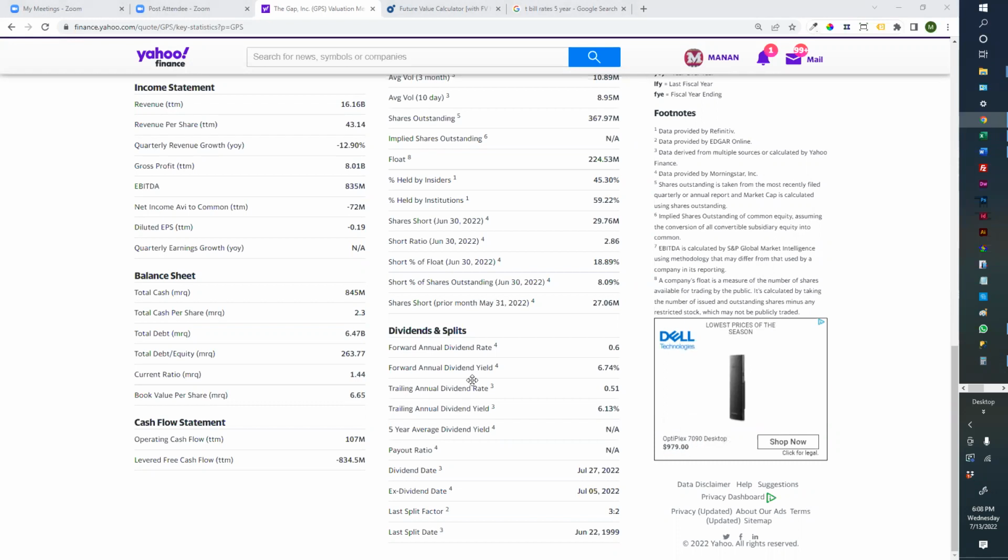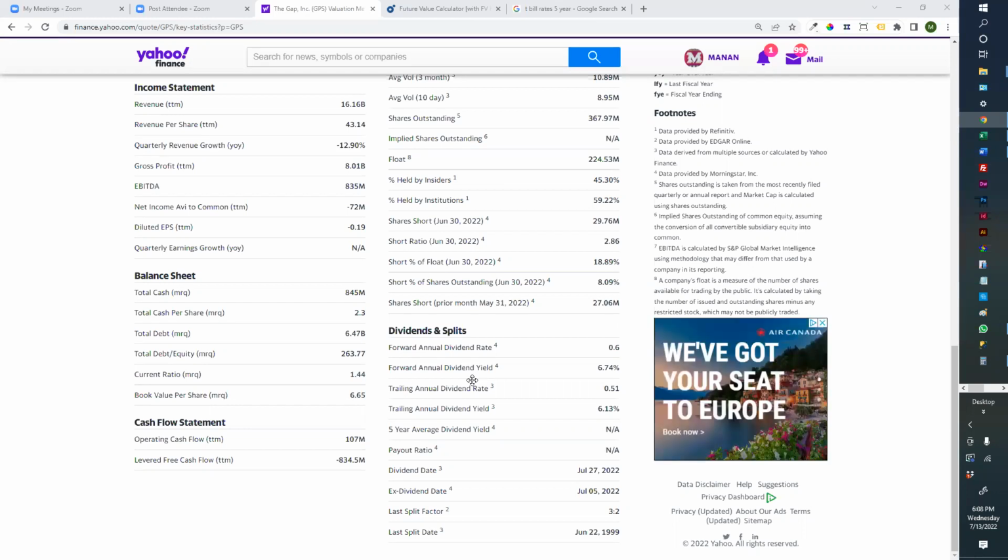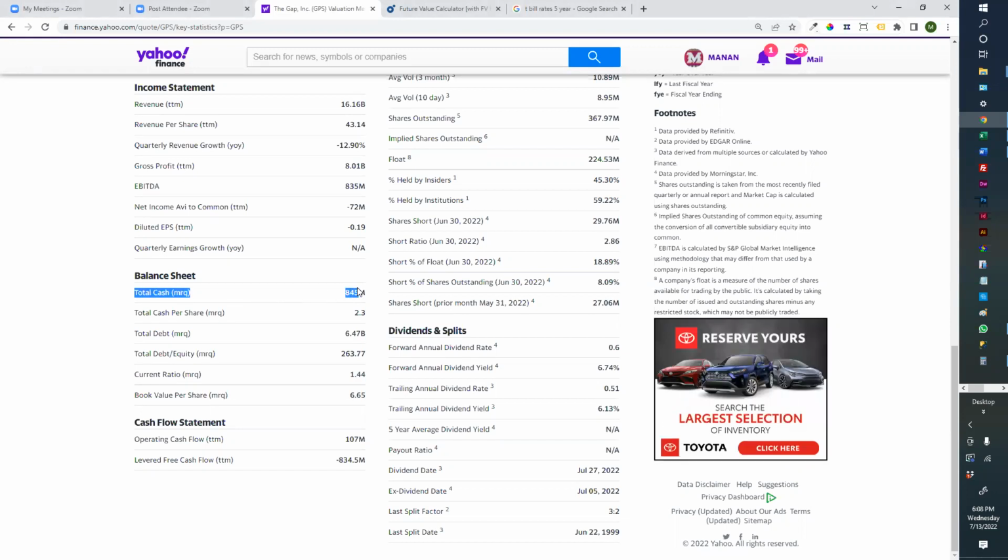Was it supposed to be subtracted or divided? Okay, so divide, yeah, you have to divide it. So your net total debt divided by your net income. Subtracted, yeah, what I subtract is the cash. See here, it's the total cash. So the company has 845 million cash. So you cannot say that the company has a total debt of 6.47 billion because they have cash of 845 million. That's what I subtracted.